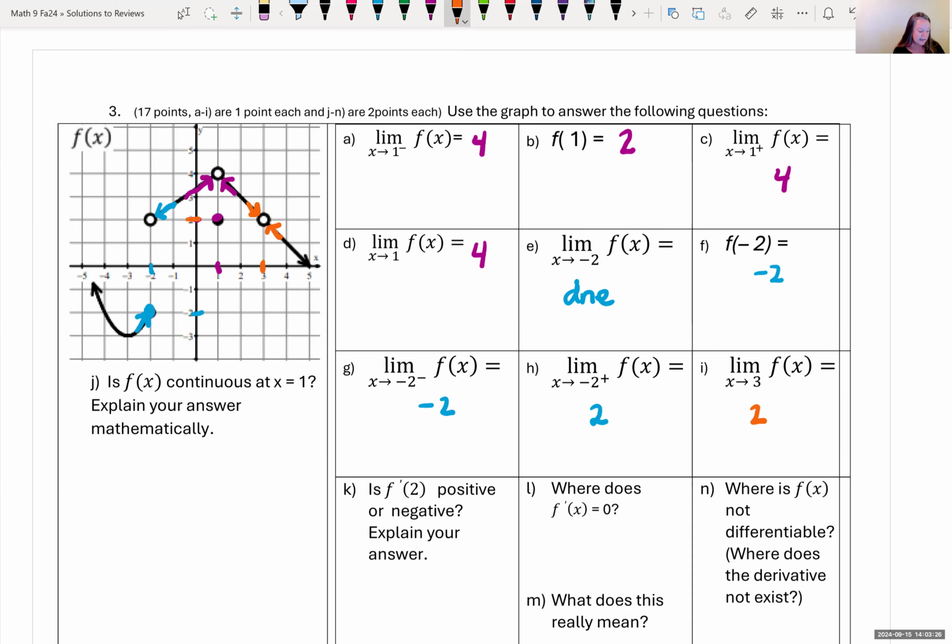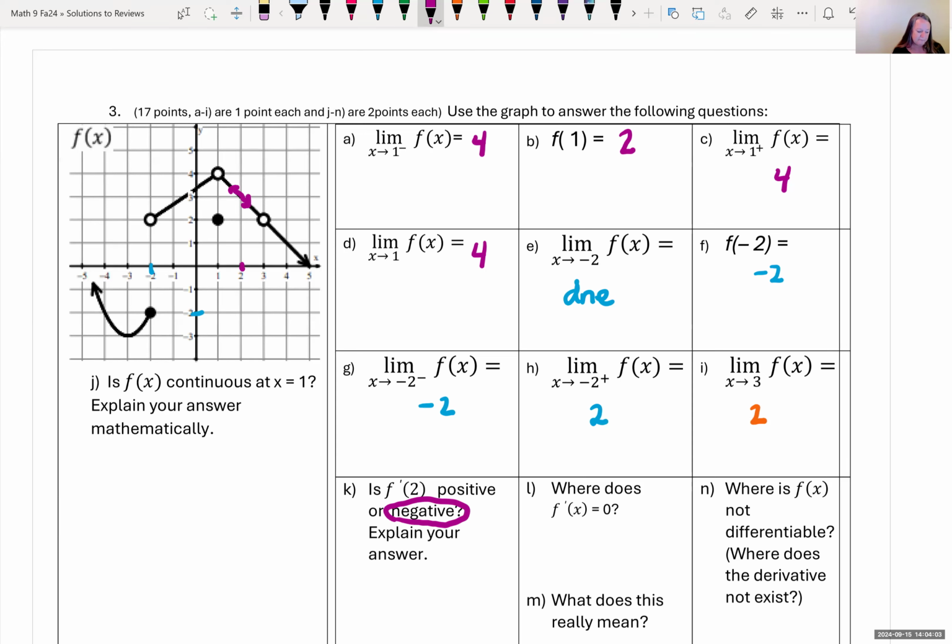Next question asks, is f prime of 2, so the derivative of our function f of x at 2, positive or negative? Explain your answer. So looking at x equals 2, I want to see, is my graph increasing or decreasing at that x value? I notice my graph is decreasing here. And so since my graph is decreasing, I know my slope is negative. And so f prime of 2 is negative. I explain my answer. I'm not going to write that down.